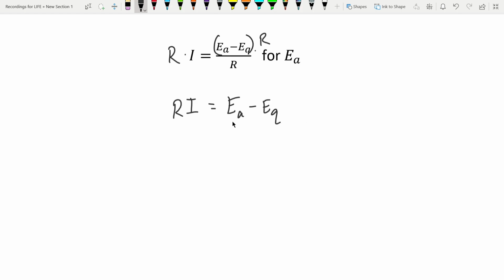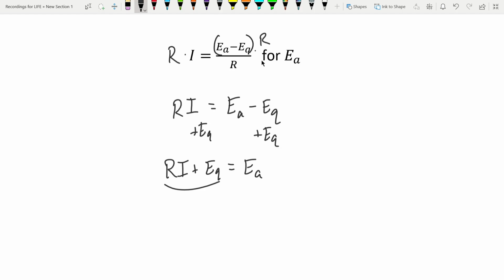Okay, now I need to get EA by itself. I can just do that by adding EQ over. So I get Ri plus EQ equals EA. And EA is by itself, so we have solved the formula. That's what EA equals. You can, of course, do this in different ways.